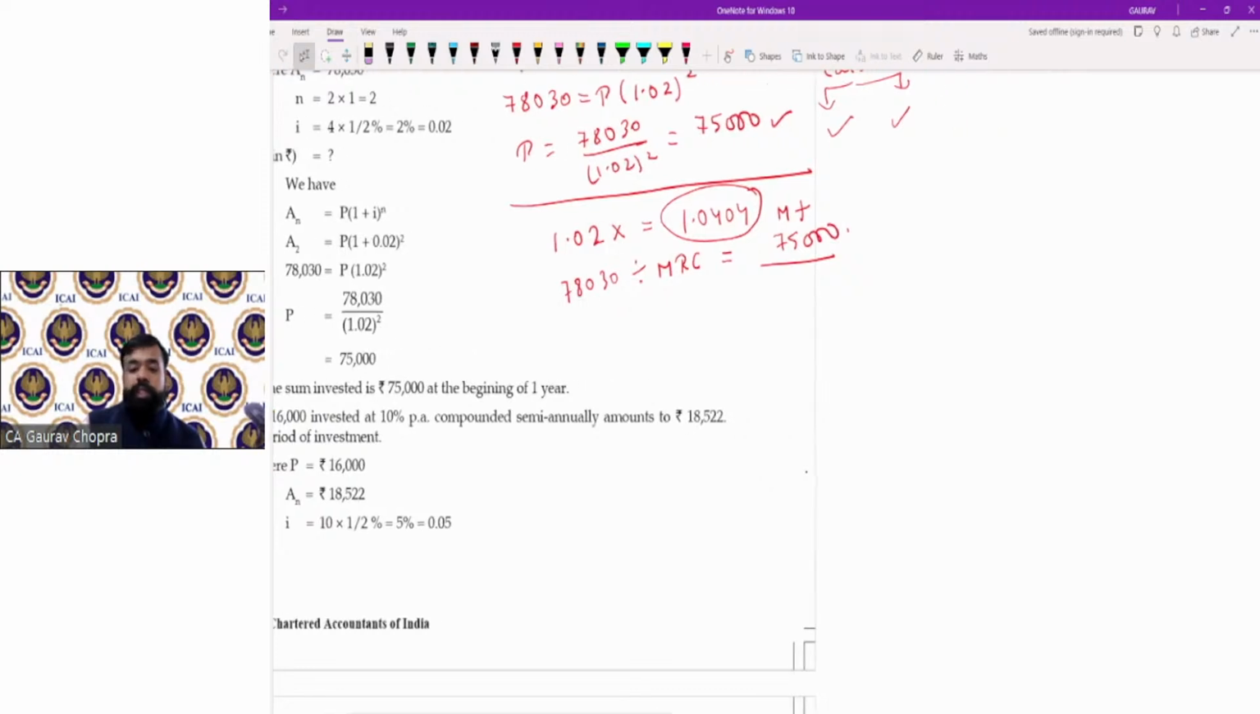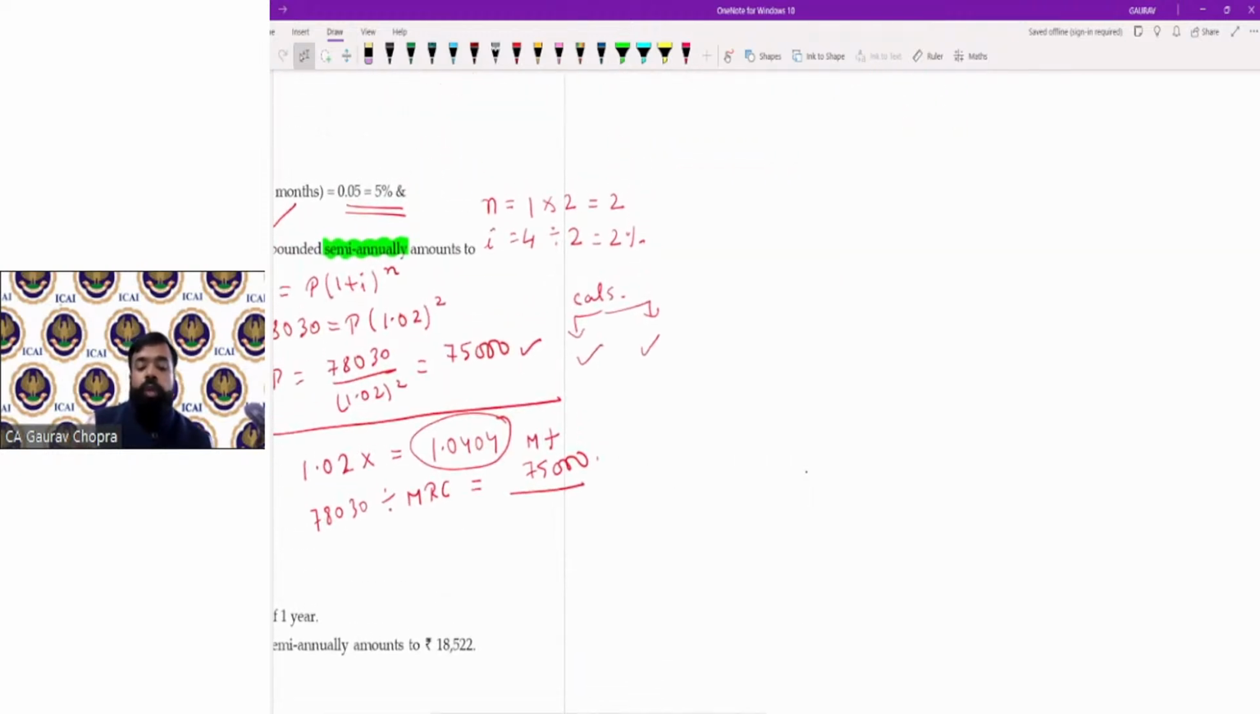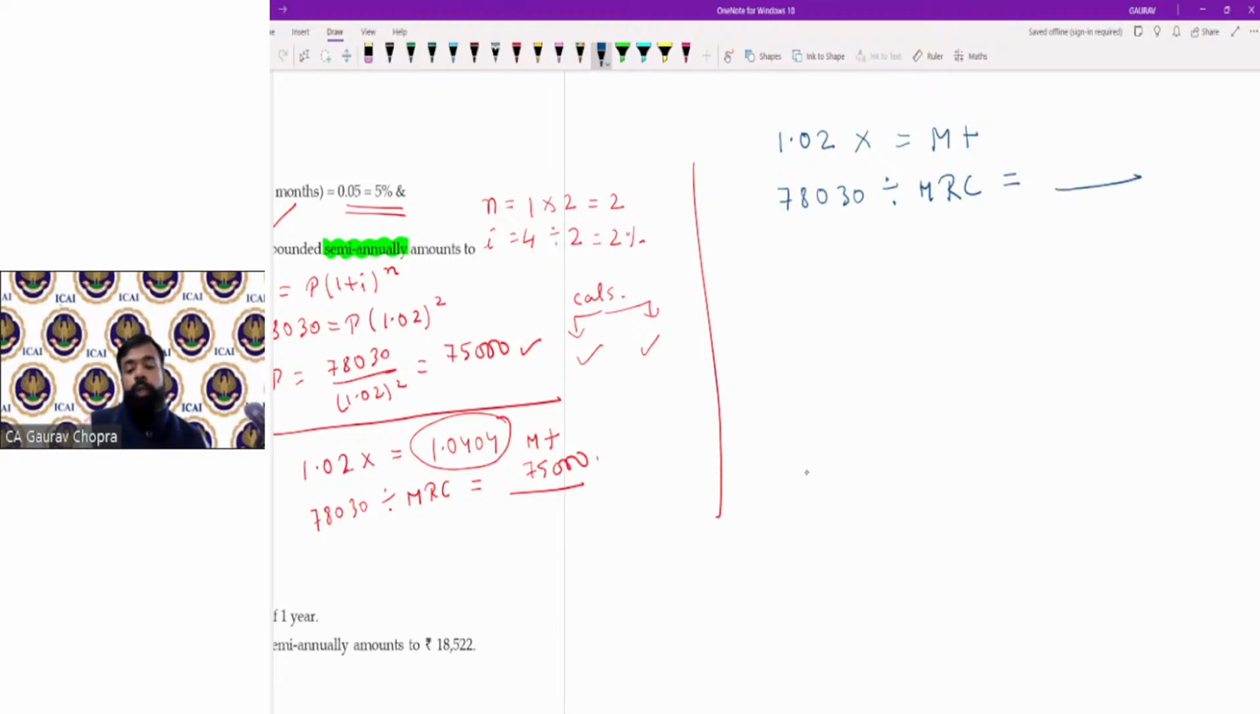Kriti says, once again explain this calculator trick. See, what we have done for this question: type 1.02 on your calculator, press multiply, equal to, and then M plus. Next, we have to type 78030 divide, then press MRC and lastly equal to. As soon as you press equal to, the answer will be on your screen. That is 75,000. So by pressing so few buttons, you get the answer on the screen. It hardly takes 10 to 15 seconds and the answer will be on your screen.